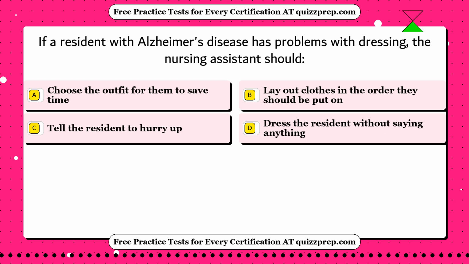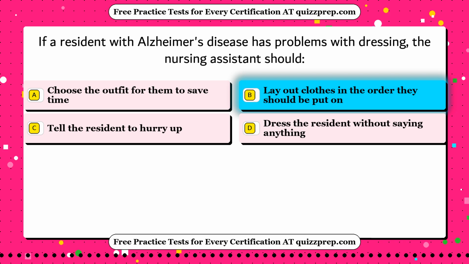Question 81. If a resident with Alzheimer's disease has problems with dressing, the nursing assistant should: Option A, choose the outfit for them to save time. Option B, lay out clothes in the order they should be put on. Option C, tell the resident to hurry up. Option D, dress the resident without saying anything.